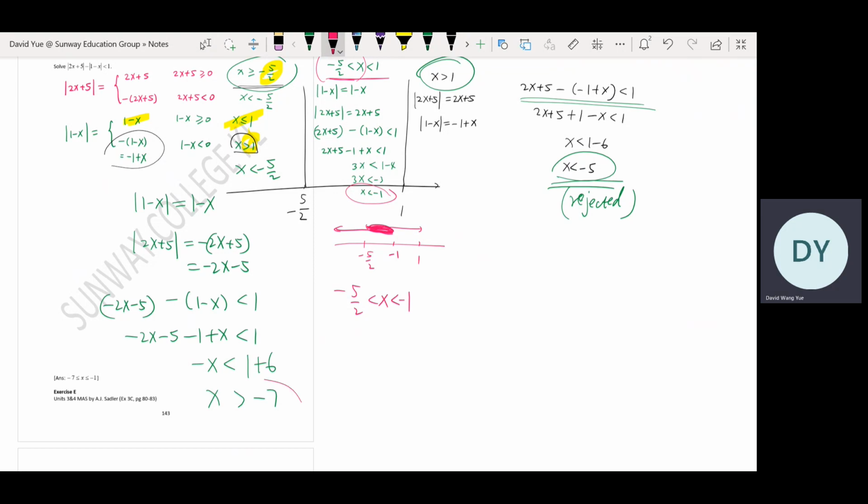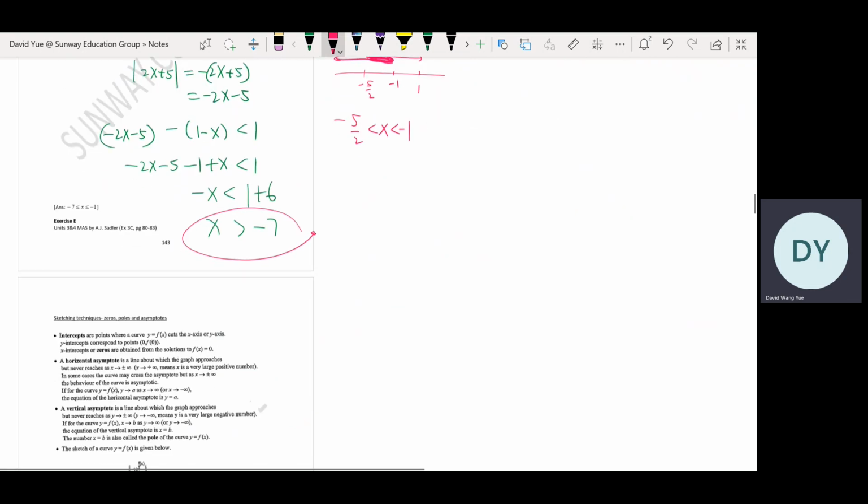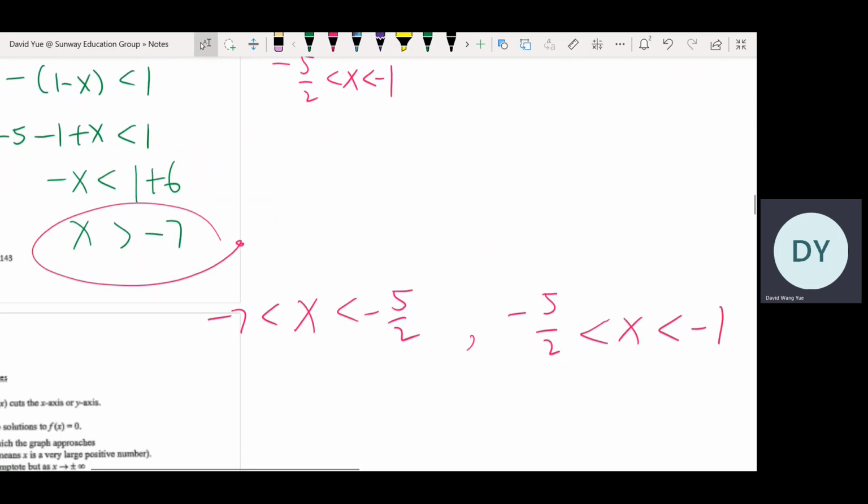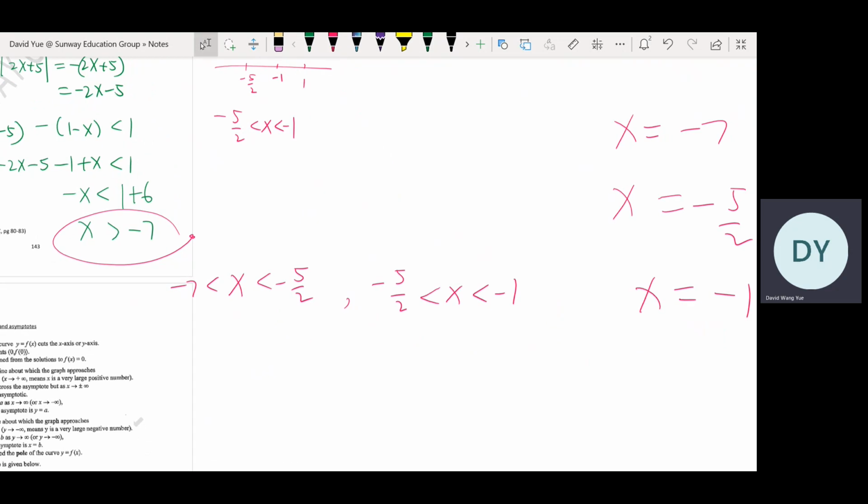Now, once again, x is greater than -7. Here, x is less than -5/2. So this one gives us -7 less than x less than -5/2. Previously we also have -5/2 less than x less than -1. So now we have all these values. We need to think about what if x equals -7? Would that be okay? What if x equals -5/2? Is that okay? What if x equals -1? Is that okay? Because it will determine whether we should put an equal sign or not.